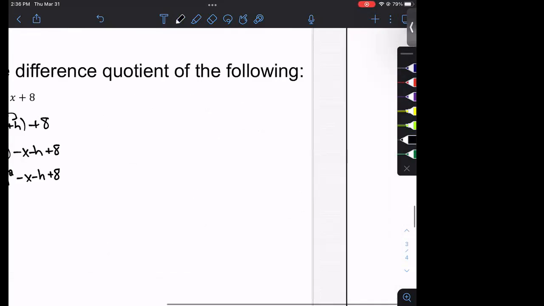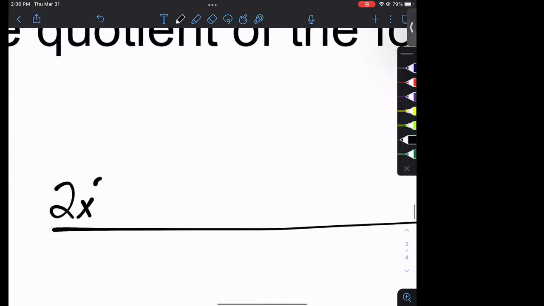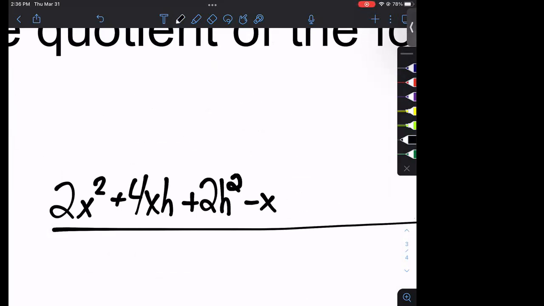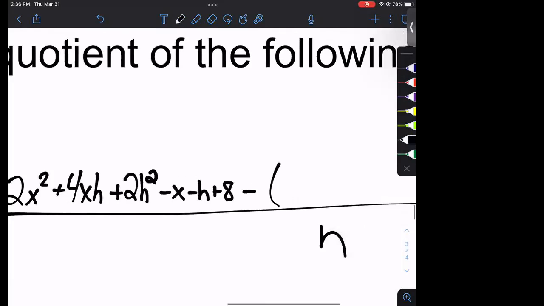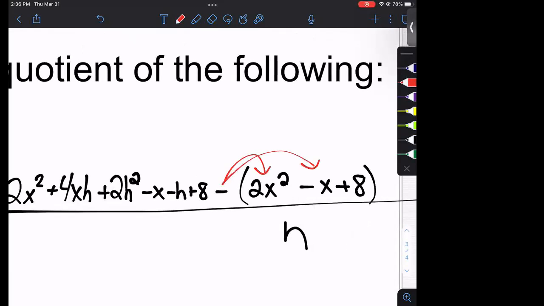So we're going to go off to the side and work this problem out. We're going to start with the information that we just had. So 2x squared plus 4xh plus 2h squared minus x minus h plus 8 minus f of x. F of x is 2x squared minus x plus 8. Again, make sure you're using your parentheses there because our next step is going to be to distribute this negative.